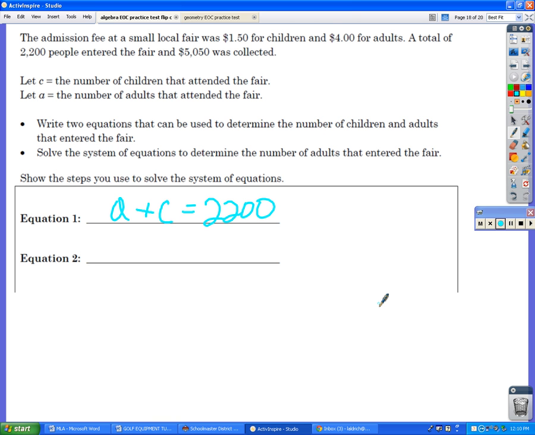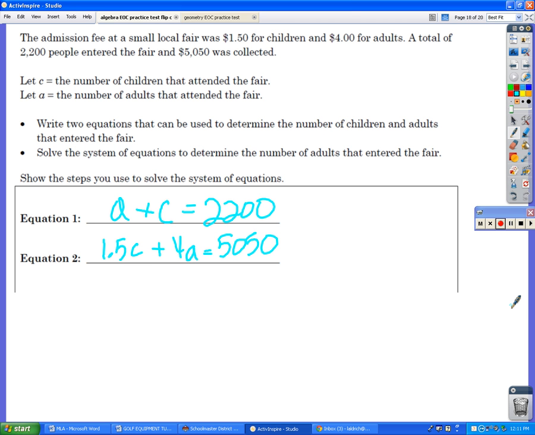So that means the number of adults plus the number of children has to equal 2,200. Okay? Then as far as money goes, they got $1.50 for every child, so 1.5 for every child. They got $4 for every adult, so 4 for adults. And when they added up all the money, they had a total of $5,050. Okay? So those are your two equations. We're not done with this problem. It says, solve the system of equations to determine the number of adults that entered the fair.